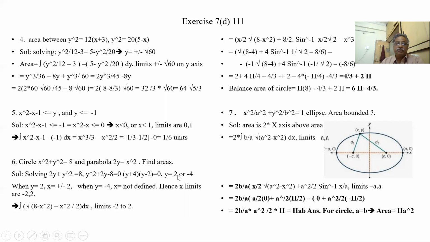When I put y is equal to 2, here 2 2s are 4, x is equal to plus or minus 2. When y is equal to minus 4, I am getting here minus 4 minus 8. This is a non-real number. So I am taking only y is equal to 2 as the valid one. So my limits are plus or minus 2 on the x-axis. So now I'll put y is equal to root of 8 minus x square. Here y is equal to x square by 2. So this is like that: root of 8 minus x square minus x square by 2.